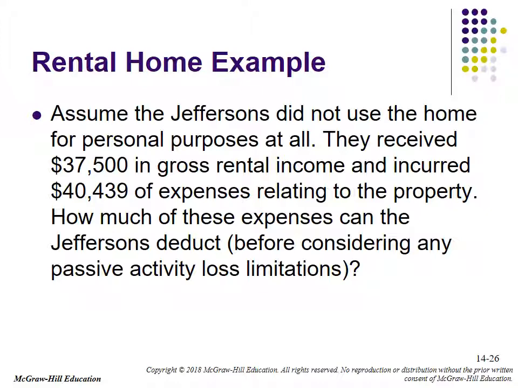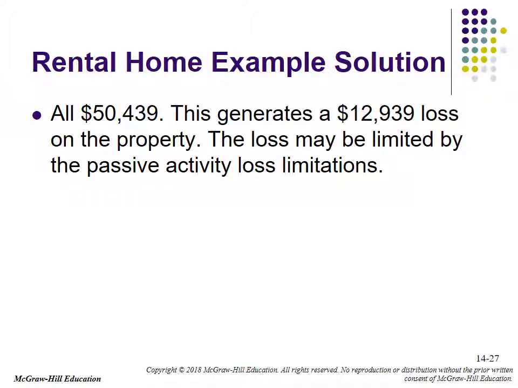Assume the Jeffersons did not use the home for personal purposes at all. They received $37,500 in gross rental income and incurred $40,439. So I call it a pure rental. That's what you're doing. You're renting a property. How much can they deduct? Well, they can deduct all $50,439 and generate a loss on the property.